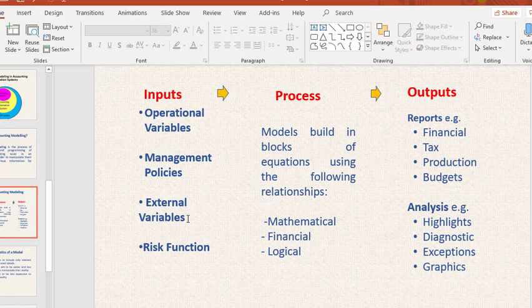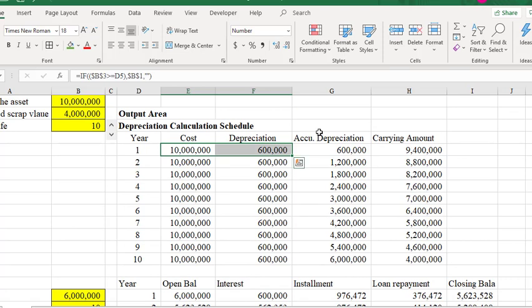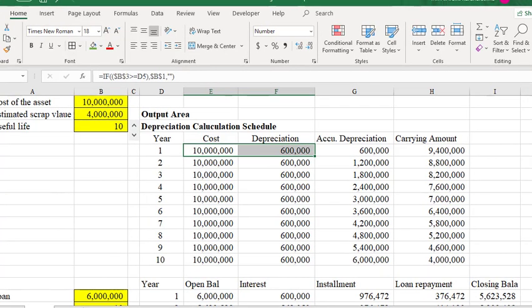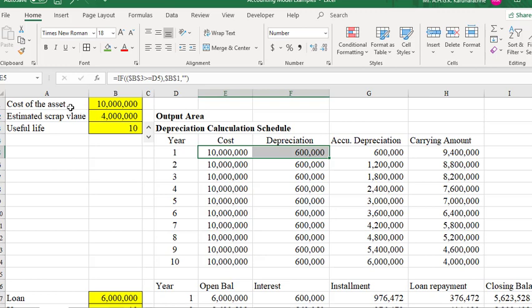So that information, those data, will be considered as input to our accounting model. In this example we have 3 inputs here: cost of the assets, expected scrap value of the asset, and useful life. So these are the inputs, right? This useful life will be decided by the management.